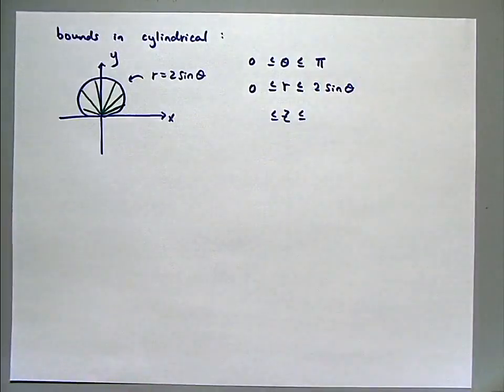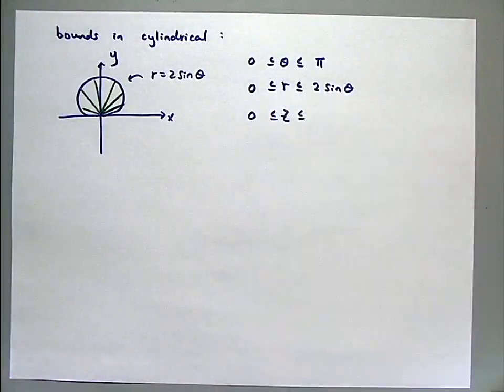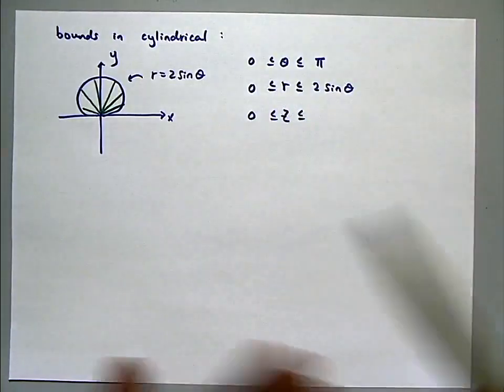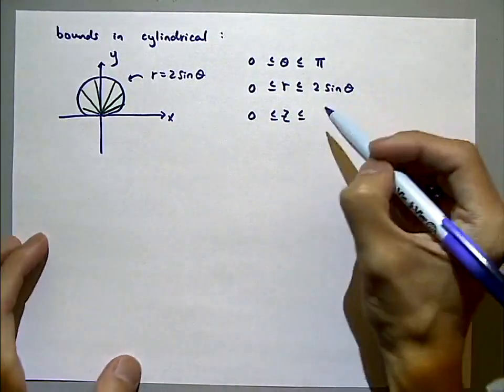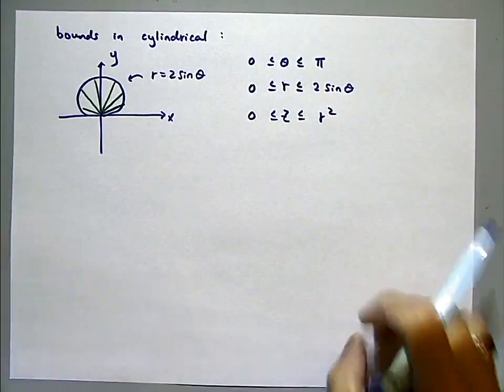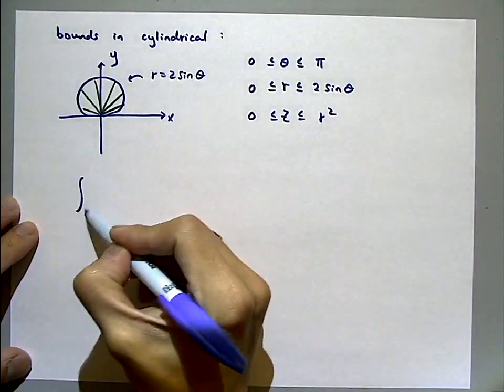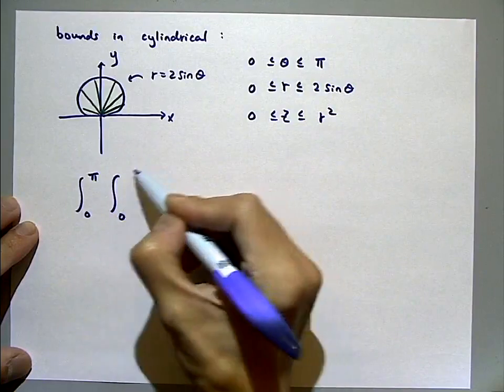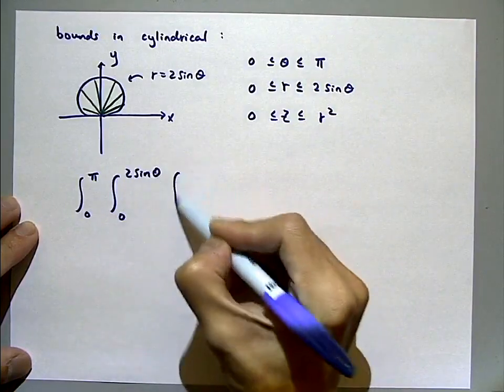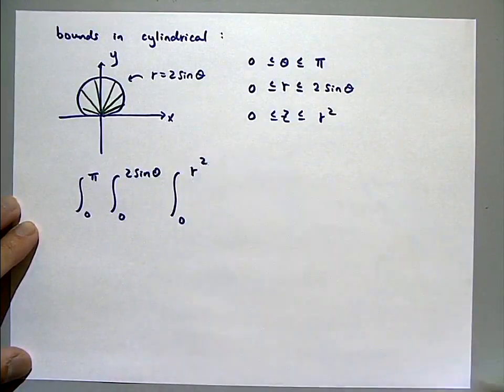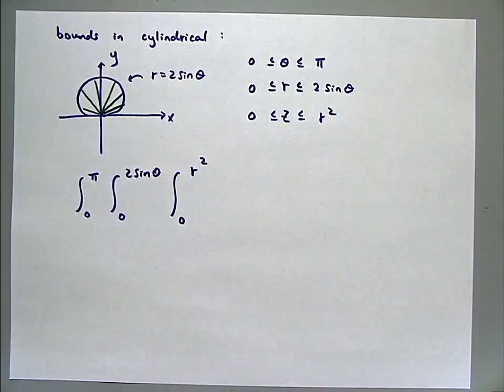What about my z bounds? What's bounding below? 0. What's bounding above? Right, the paraboloid. Yep. We're hitting the lower surface of the paraboloid, so that's r squared. Okay, now the volume of that funny-looking cylinder would be 0 to pi, 0 to 2 sine theta, 0 to r squared. And what do we integrate to get a volume?